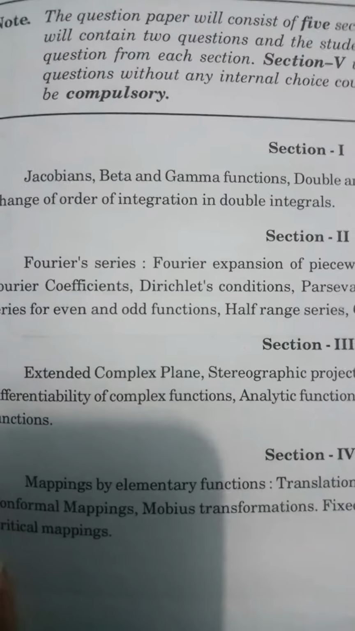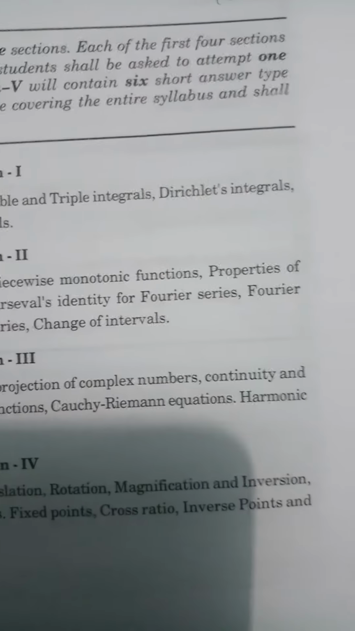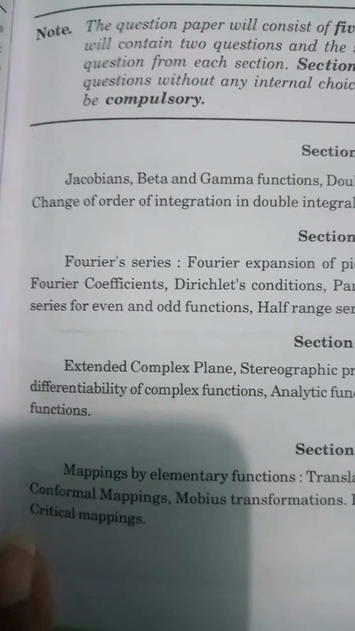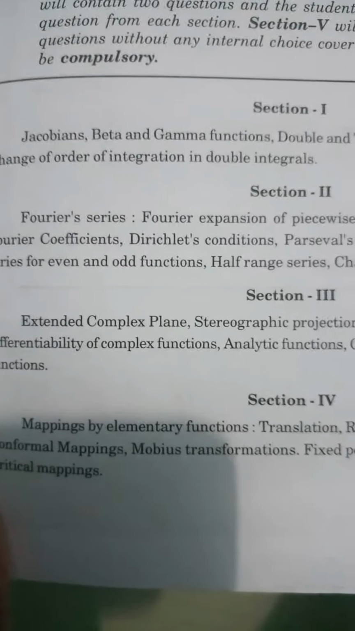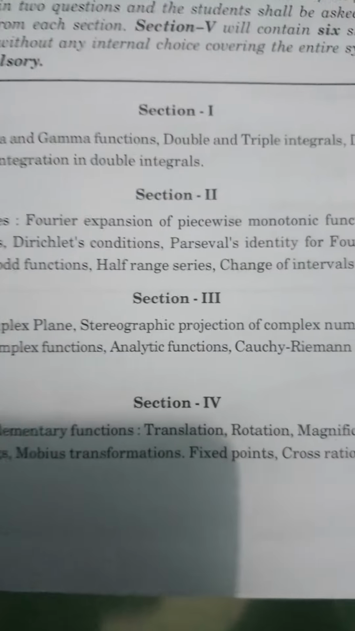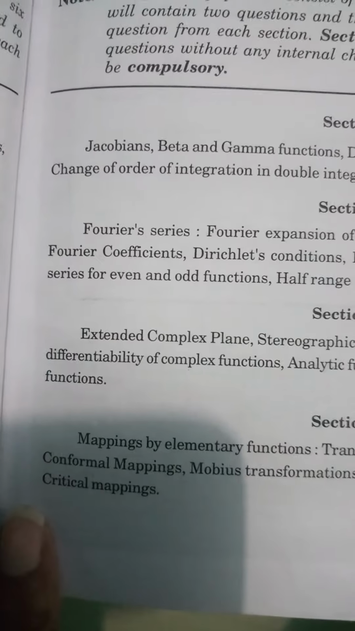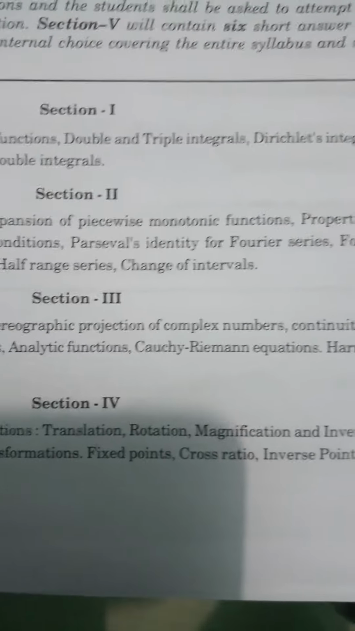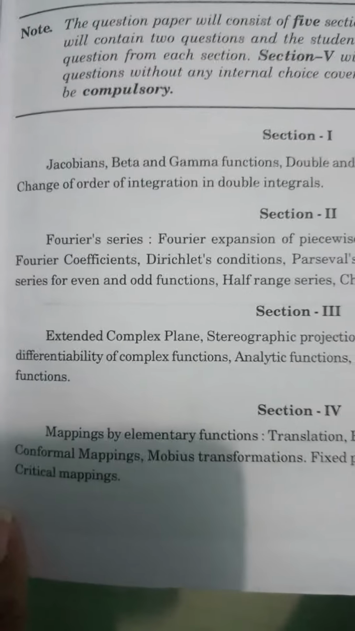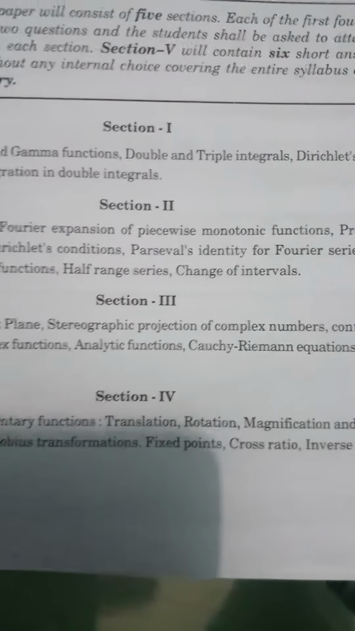Section 1: Jacobian, beta and gamma functions, double and triple integrals, Dirichlet's integral, change of order of integration in double integrals. Section 2: Fourier series, Fourier expansion of piecewise monotonic functions, properties of Fourier coefficients, Dirichlet's conditions, Parseval's identity for Fourier series, even and odd functions, half range series, change of intervals.